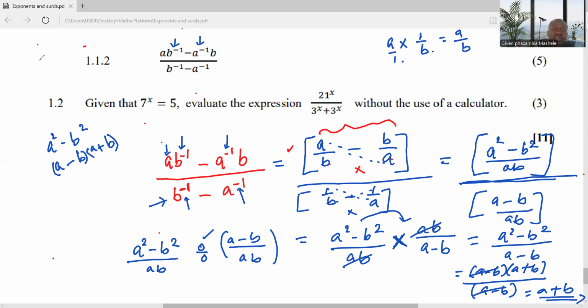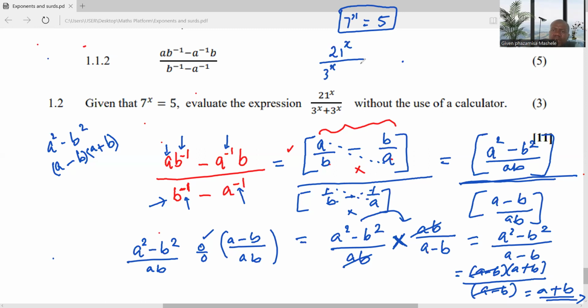Then the last one is this one. It says, given that 7 to the exponent of x is 5. So they told us that 7 to the exponent of x is 5. Then evaluate the expression without using a calculator. Okay, what do we have? This is the same as 21 to the exponent of x divided by 3 to the exponent of x plus 3 to the exponent of x.